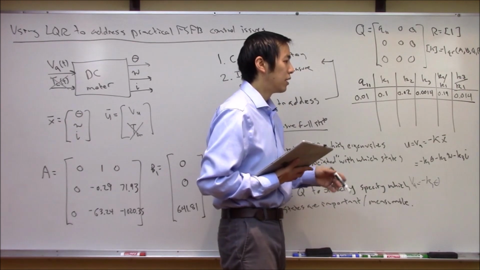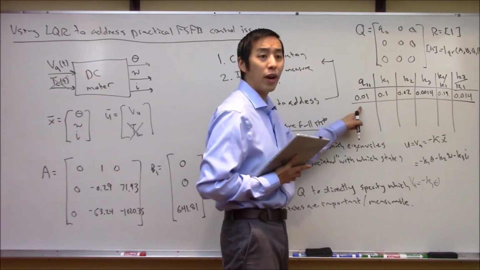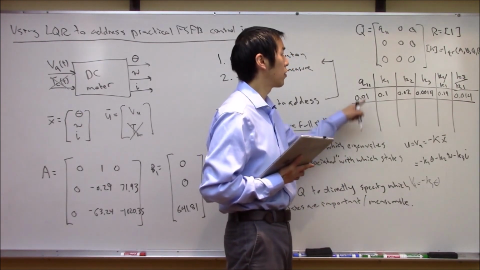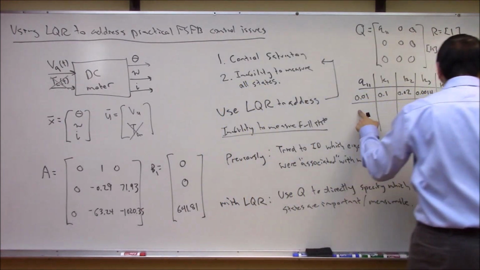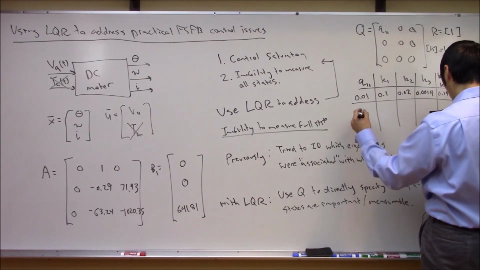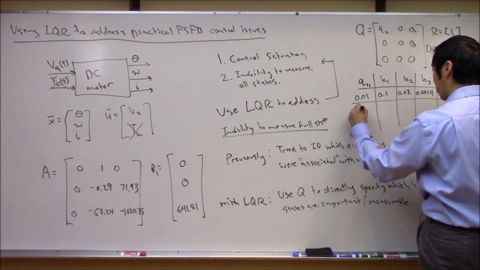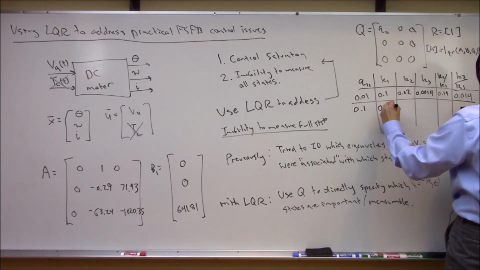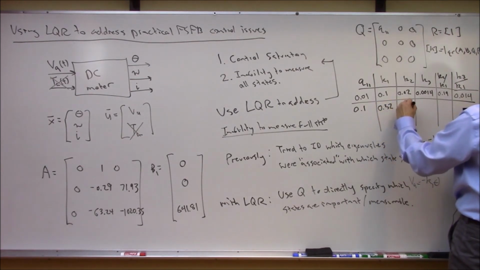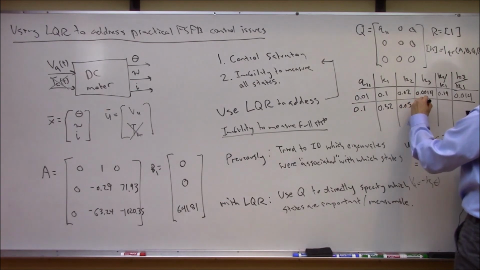But tell you what, let's start cranking up Q1 to say that theta is really much more important. So again, we can keep working on this table. Move this up to 0.1. In this case, you would get a K1 of 0.32, 0.05, and 0.0037 here.